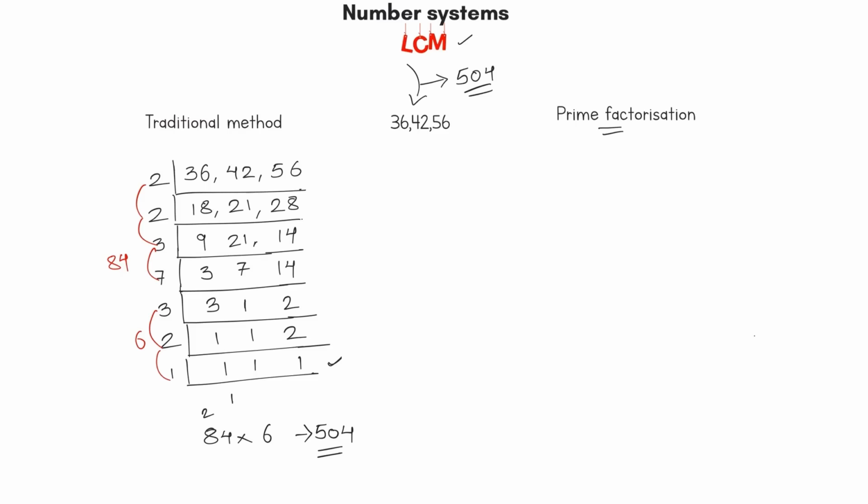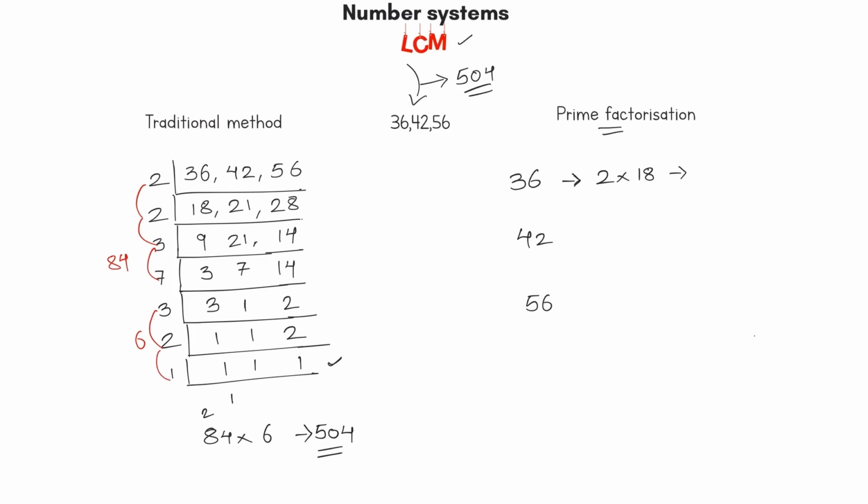What about prime factorization? What do I do in this? Now I write the 3 numbers, 36, 42 and 56. And I write them in terms of prime numbers, prime factors. So I will write 36 as 2 into 18. But the problem here is 18 is not a prime number. So I'll have to split up 18 such that it comes out as prime numbers. 9 into 2 is 18.